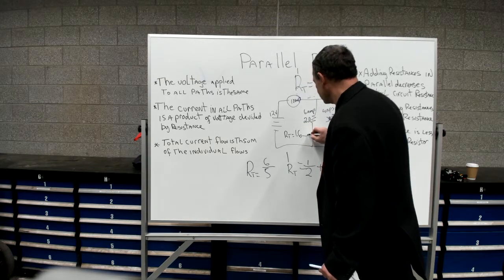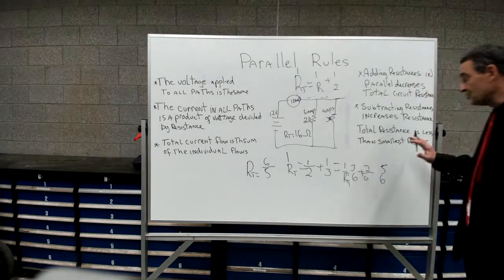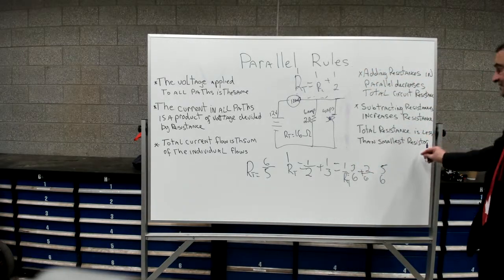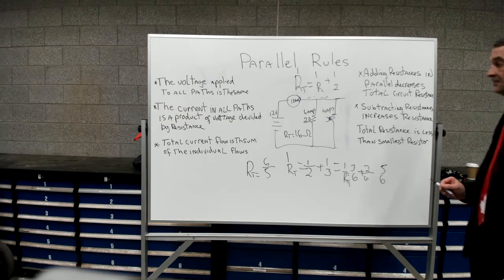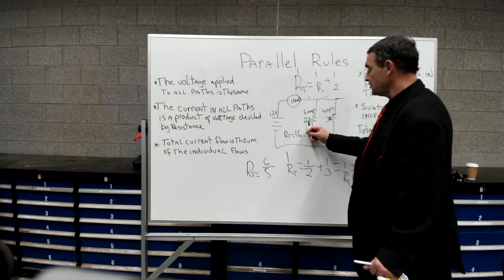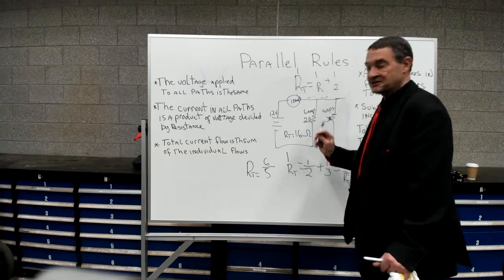1.2 ohms of resistance. Now the final rule, total resistance is less, so total resistance in that circuit has to be less than the smallest resistor. The smallest resistor is 2. This is 1.2, kind of a check.